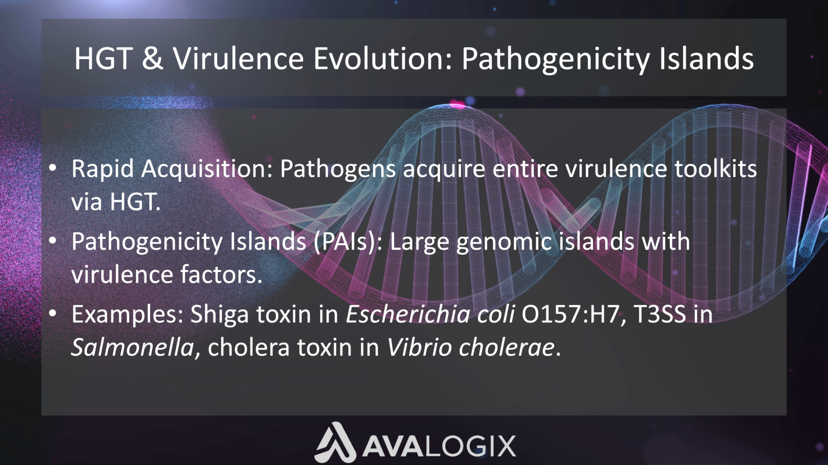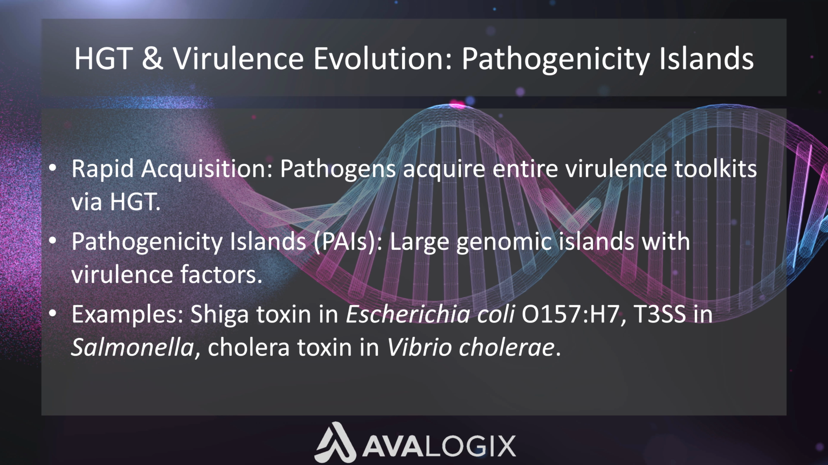Secretion systems, e.g., type 3 or 4, inject bacterial proteins into host cells. Iron acquisition systems scavenge vital nutrients from the host. Classic examples include Shiga toxin genes in E. coli O157:H7, acquired via phage-mediated transduction, converting a commensal strain into a deadly enterohemorrhagic pathogen.